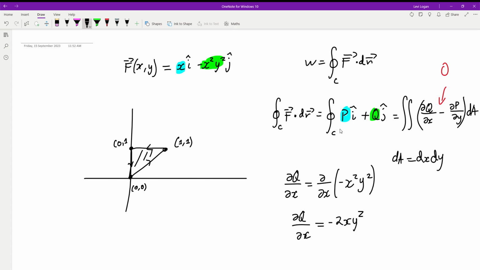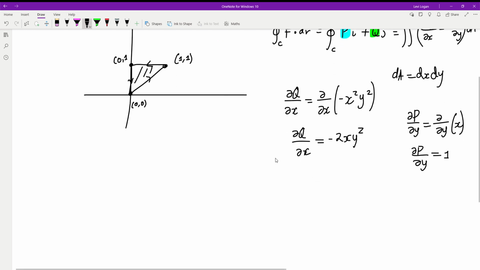Now to find dp/dy, differentiate this entire thing with respect to y. So we'll have d with respect to y of x, and that whole thing is going to be 0. Now we can see dp/dy isn't equal to dq/dx, so the vector field is not conservative. Hence, the path will matter and will determine the work. So let's work out our bounds of integration.